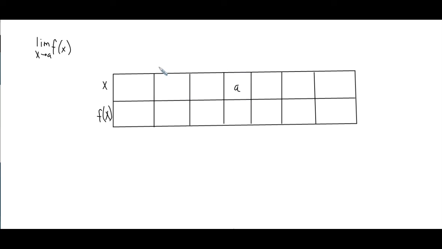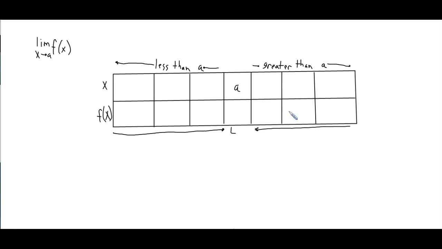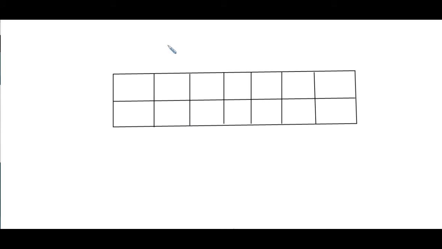So we have a here in the center, and we look at a little bit less than a, and we look at a little bit greater than a, and we check to see what happens to the value of the function itself as x gets closer and closer to a. We're hoping that it's approaching some number, the same number, and if it is, that is our L. So let's dive into an example.